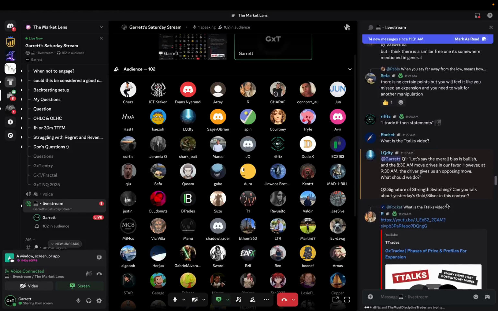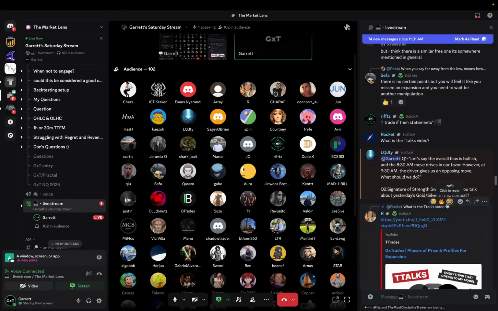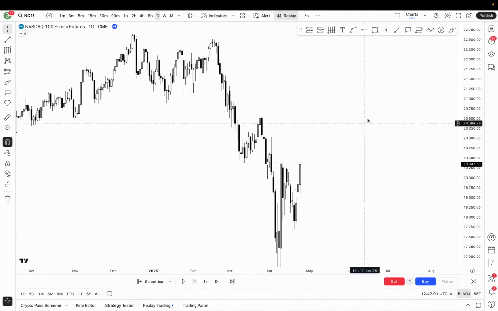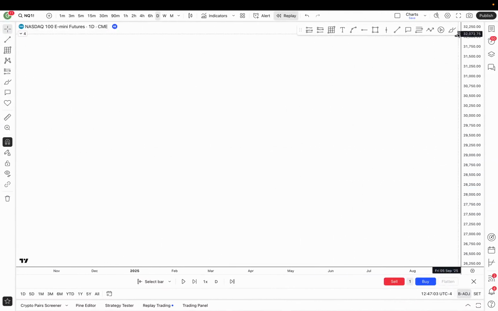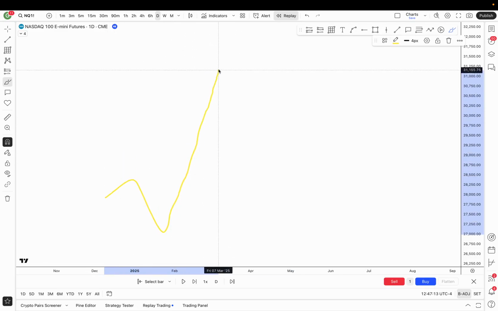Key one, let's say the overall bias is bullish and the 8:30 a.m. driver is in our favor. However, at 9:30 the driver gives us an opposing move. What should we do? As long as it doesn't disrespect the continuation invalidation point, you're good, because you can literally anticipate what the driver will do with what happened prior to the driver.